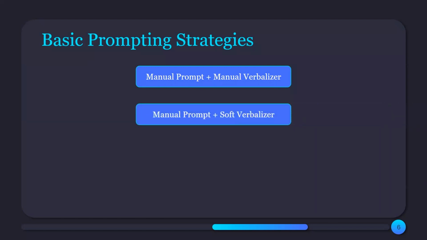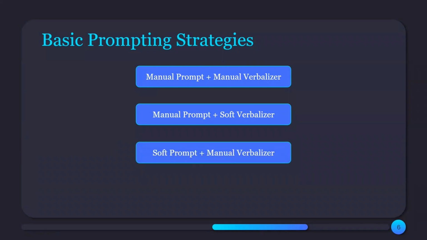Manual prompt and soft verbalizer. In this approach, we use manually defined textual templates as prompts. However, instead of manually defined tokens in the verbalizer, we utilize soft tokens, which are trainable parameters. During the training phase, these soft tokens are optimized. These soft tokens can cover a larger answer space compared to manually defined tokens, providing more flexibility and accuracy in generating outputs.